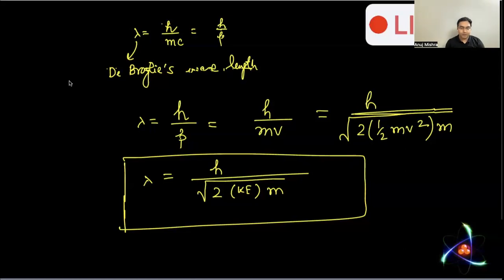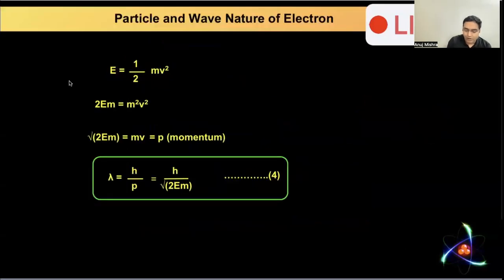Ananya, is it clear? Try to understand what I'm telling right now. Very good. So this thing, you can find it here. Lambda is h upon p, h upon root 2mE. E is nothing but kinetic energy.